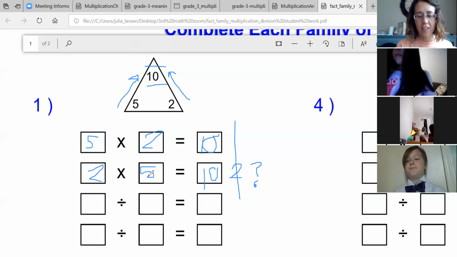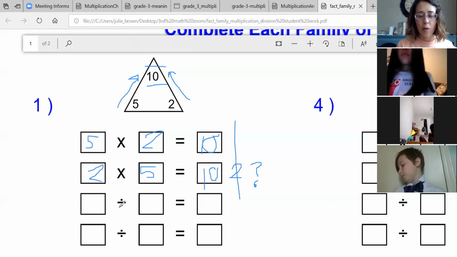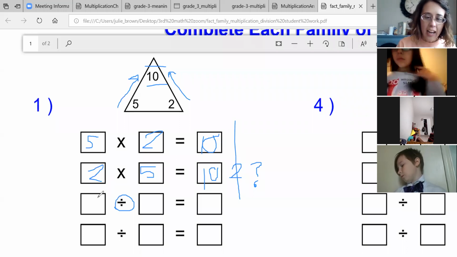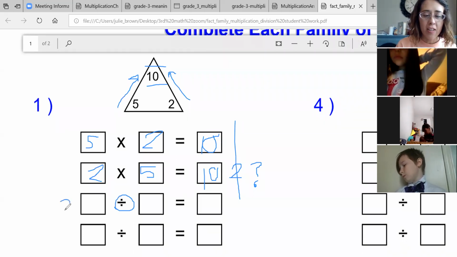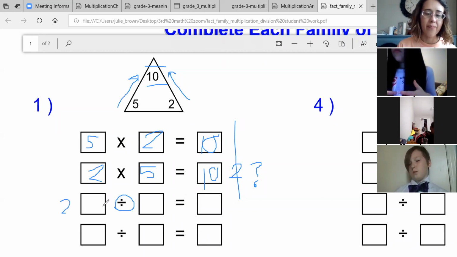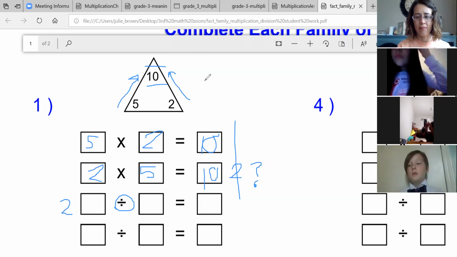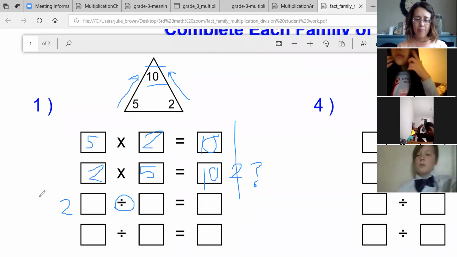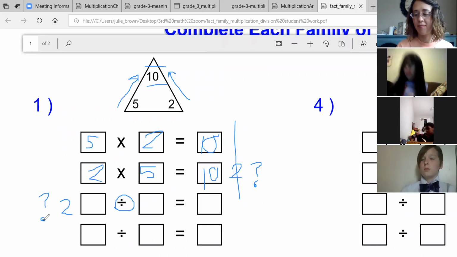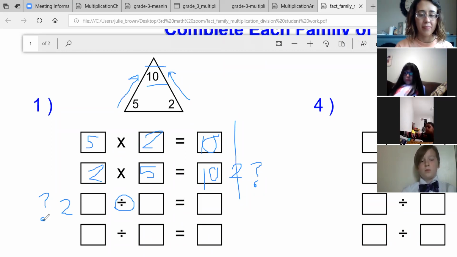And then Dashel, this question is for you. Dividing, when we are sharing, would I ever want to start out with 2 for my dividing sentence? Can I start with 2? No, you cannot. Why not? Because 2 divided by 5 is not possible because 5 is a larger number than 2.